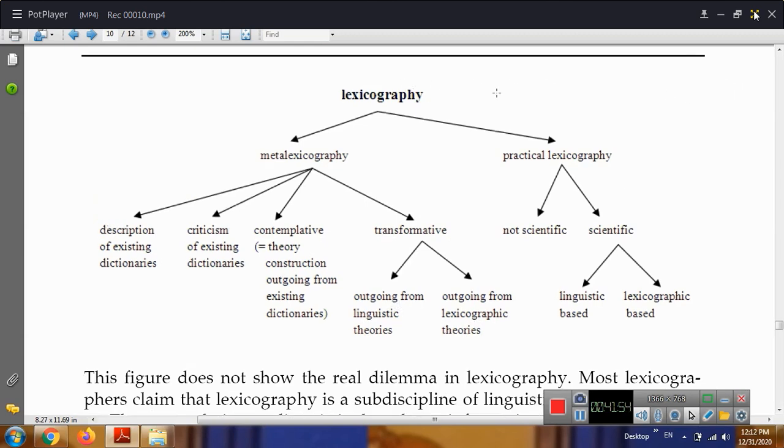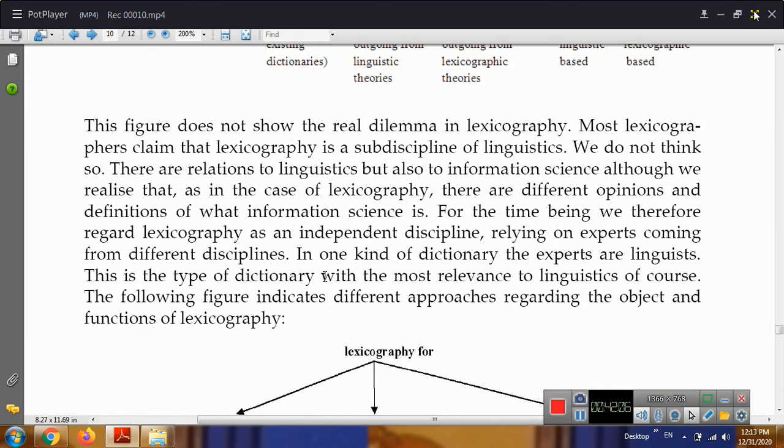Here you can see this diagram, or this figure, is important because you can see the division of lexicography in this way, and you should mention this diagram in your summarization.